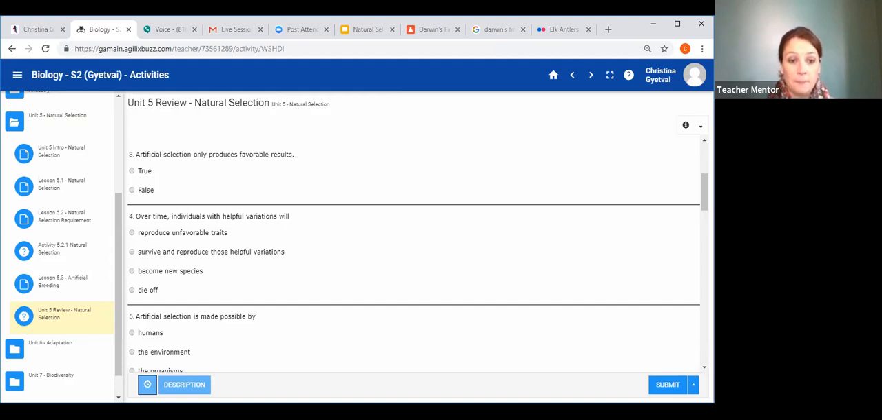All right, number 4. Over time, individuals with helpful variations will reproduce unfavorable traits, survive and reproduce those helpful variations, become a new species, or die off. So again, helpful variations are going to be what are going to help them survive in order to reproduce. So what do we think? Reproduce unfavorable traits, survive and reproduce those helpful variations, become new species, or die off.